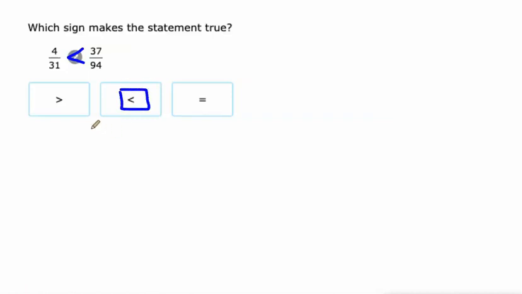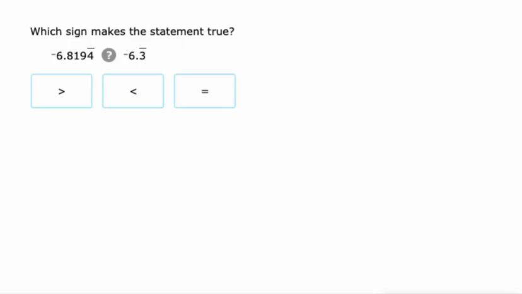Okay, or maybe you multiply 31 by 3, that would be 93. That's pretty close to 94, but if you multiply 4 by 3, you get 12. Now you can see that 12 is much smaller than 37, so there's a good way to compare them too.